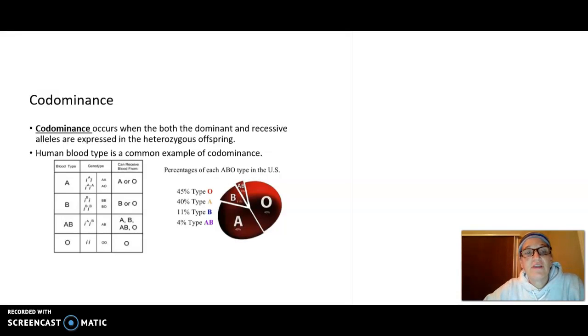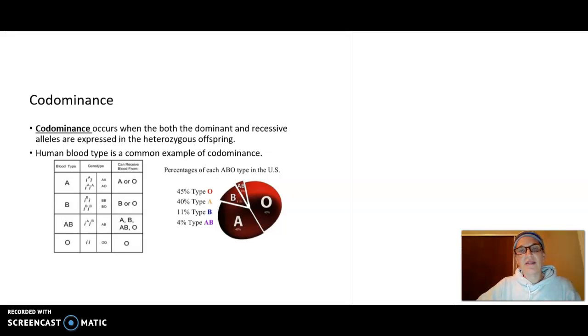The second pattern of inheritance that we need to look at beyond Mendelian dominance is a pattern of inheritance known as codominant. When something is codominant, so if a dormitory is co-ed, it means that it has both male and female living in the dormitory. And so codominant is different than incomplete dominant. And let's look at an example again.